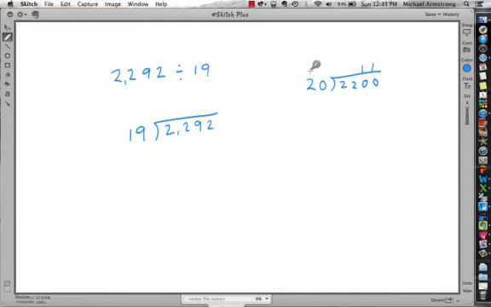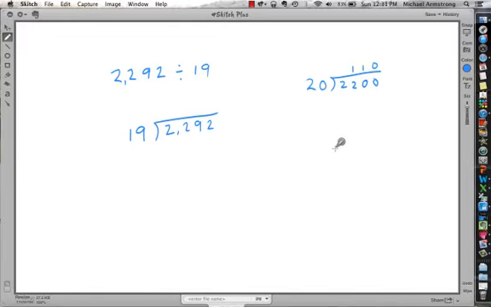11 times 20. 11 times 2 is 22, with 1 0 left over. So 110. That's kind of complicated. I would guess that it would have been easier just to change that to 2,000.